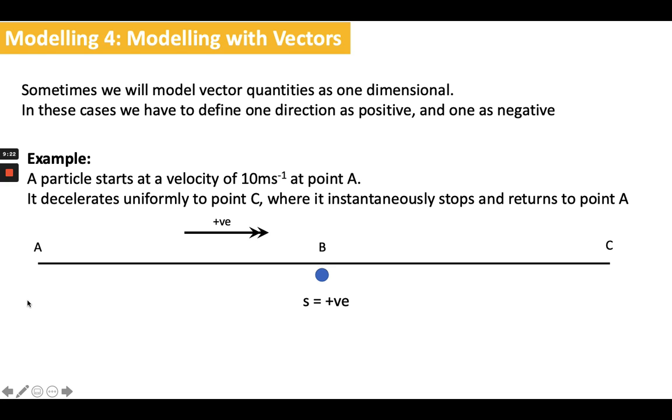So as it starts returning, I'll be back at B and I'll have the same displacement as I did before when I was at the point B. That displacement is still positive, even though I'm moving back towards A, because the distance from A to B is still in the positive direction. I will have a negative velocity at this point. I'm moving back towards A, and so at this point my velocity vector is pointing in the opposite direction to the way I've defined positive.